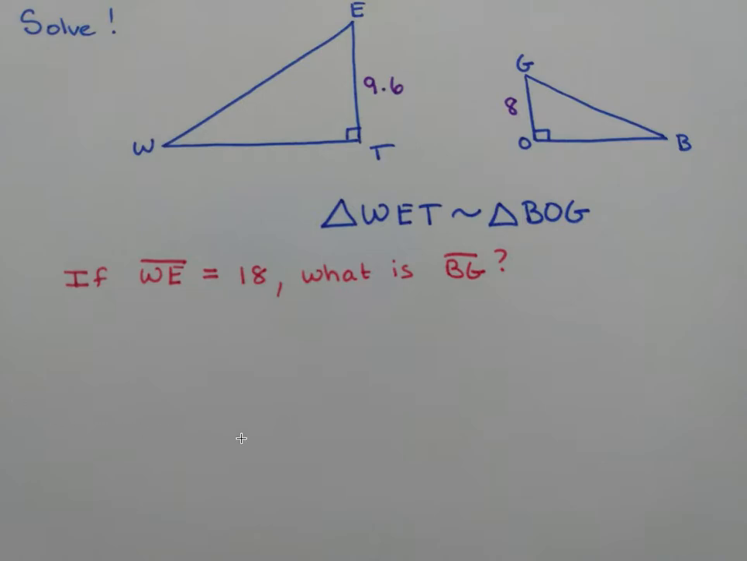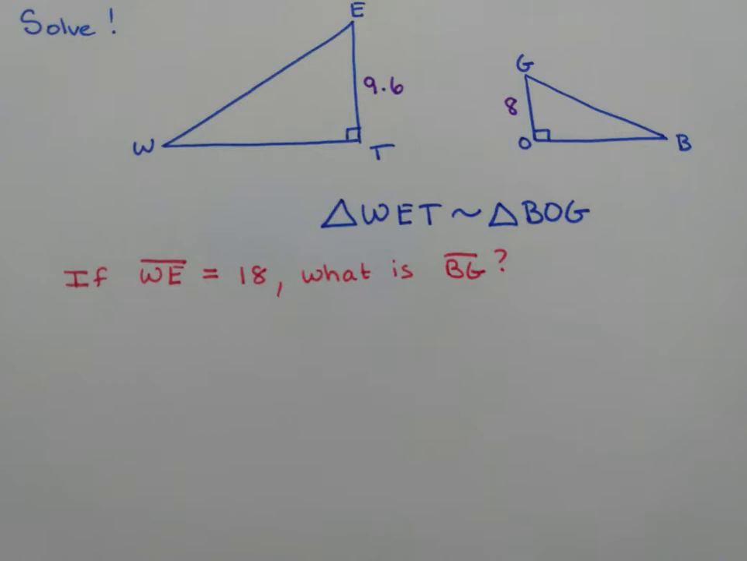So let's take a look at these two triangles. I have triangle WET is similar to triangle BOG. So if the length of WE is 18, do you think you could figure out the length of BG given the information in the picture? Pause the video and try.